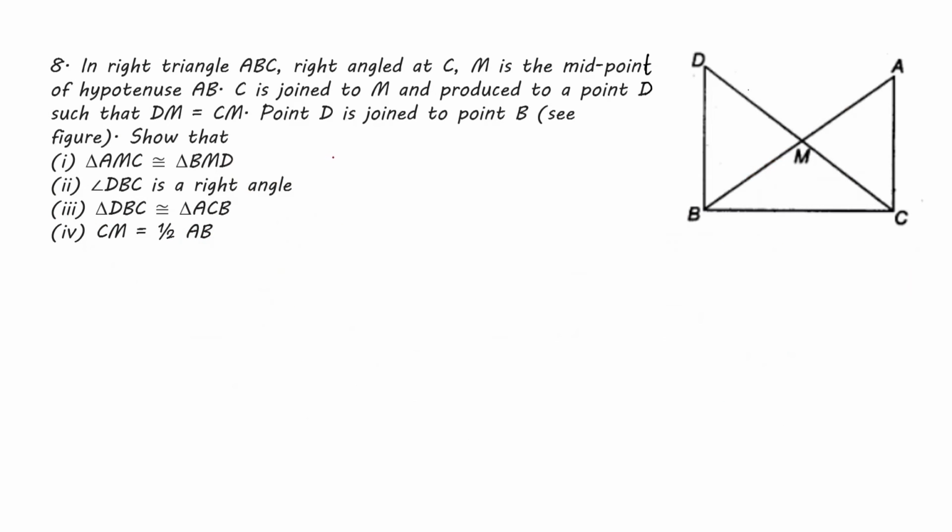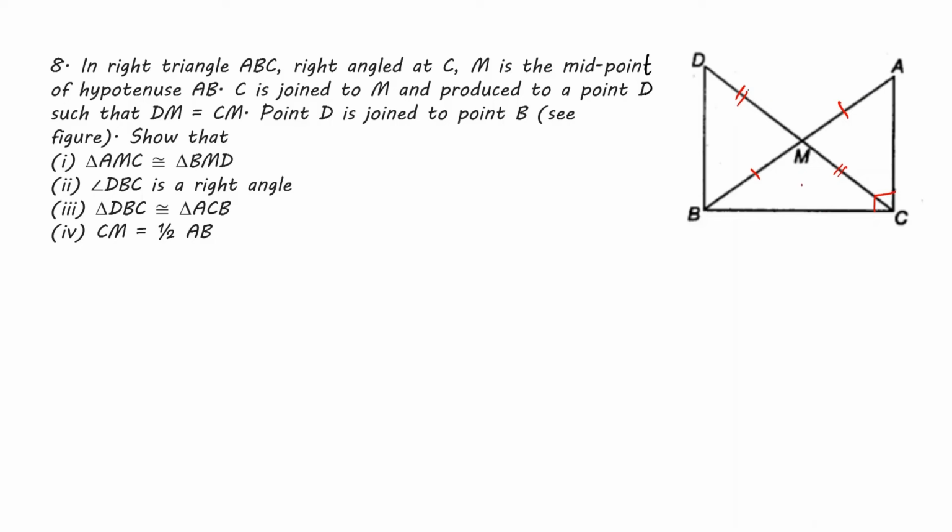Question number 8. In right triangle ABC, right angled at C, M is the midpoint of hypotenuse AB. C is joined to M and produced to a point D such that DM is equal to CM. Point D is joined to point B. So, side AM is equal to MB and DM is equal to MC.